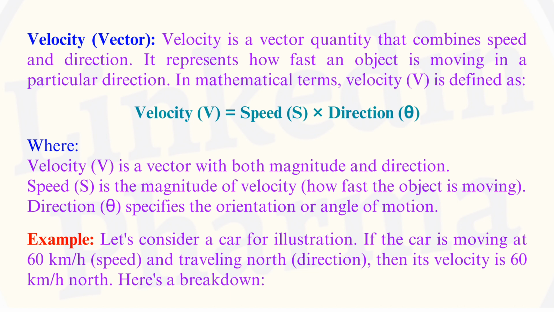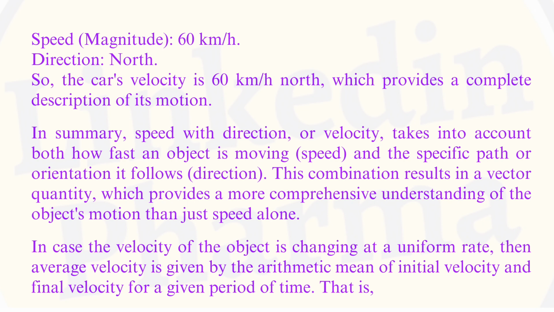Where velocity, v, is a vector with both magnitude and direction. Speed, s, is the magnitude of velocity, how fast the object is moving. Direction, theta, specifies the orientation or angle of motion. Example: let's consider a car for illustration. If the car is moving at 60 km per hour speed and traveling in the north direction, then its velocity is 60 km per hour north. Here's a breakdown. Speed, magnitude: 60 km per hour. Direction: north. So, the car's velocity is 60 km per hour north, which provides a complete description of its motion.